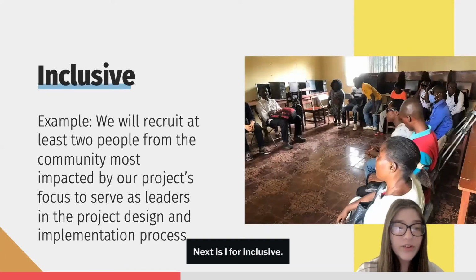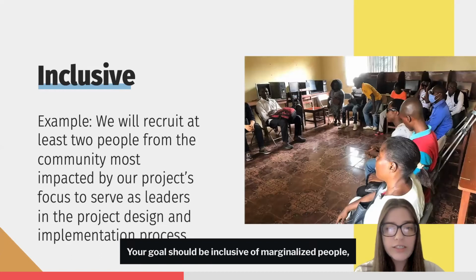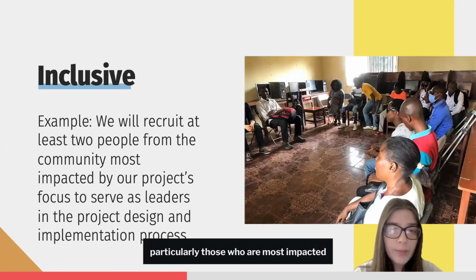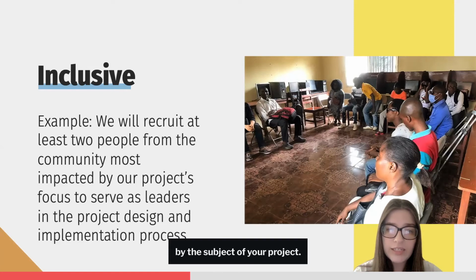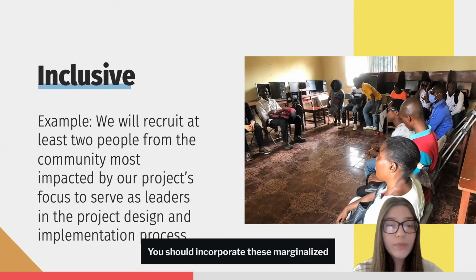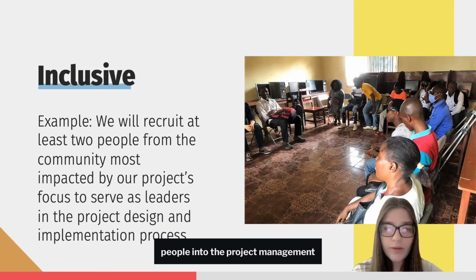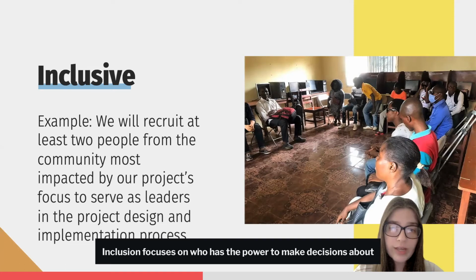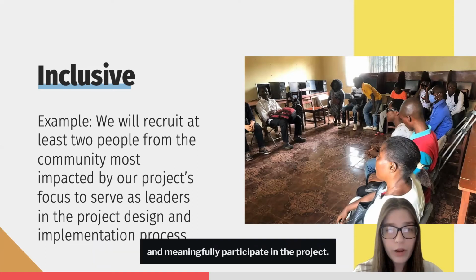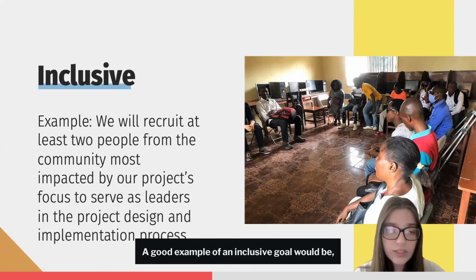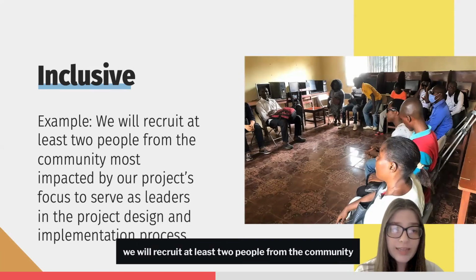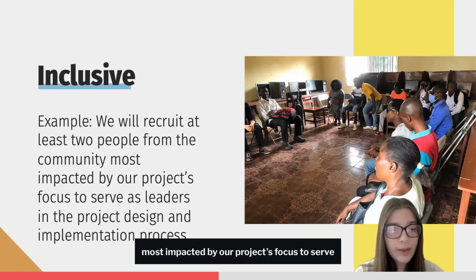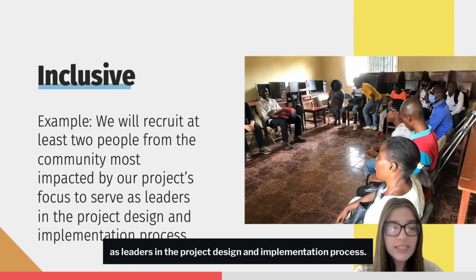Next is I for inclusive. Your goal should be inclusive of marginalized people, particularly those who are most impacted by the subject of your project. You should incorporate these marginalized people into the project management and decision-making process in a way that shares power. Inclusion focuses on who has the power to make decisions about and meaningfully participate in the project. A good example of an inclusive goal would be we will recruit at least 2 people from the community most impacted by our project's focus to serve as leaders in the project design and implementation process.